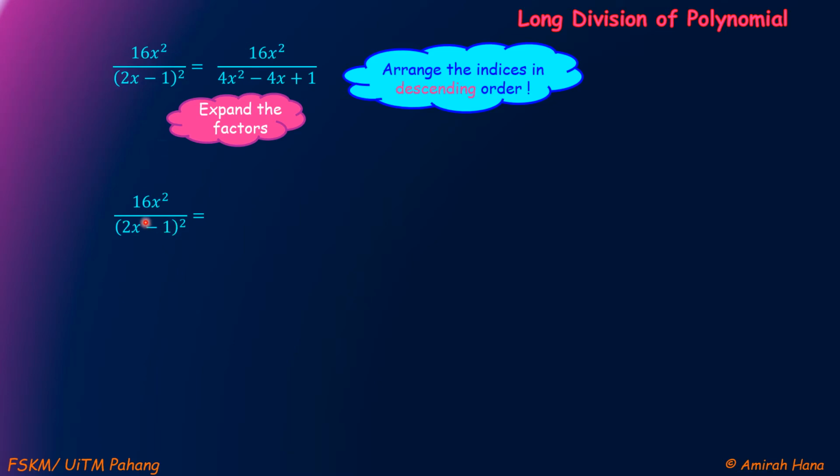So from the rational function 16x squared over (2x minus 1) squared, by doing long division, 16x squared we must put inside the division sign. And then (2x minus 1) squared, after we expand, we get 4x squared minus 4x plus 1, and we must put it outside the division sign.